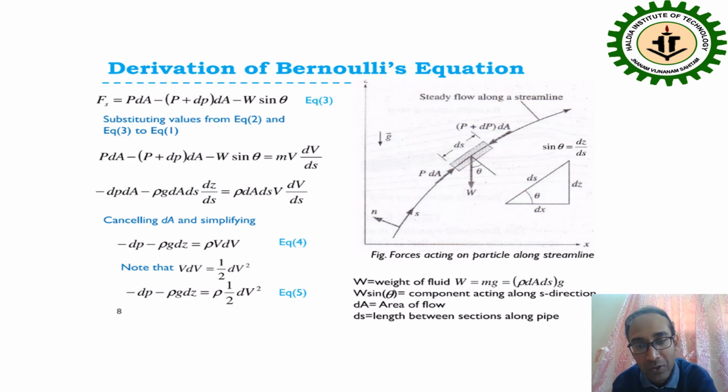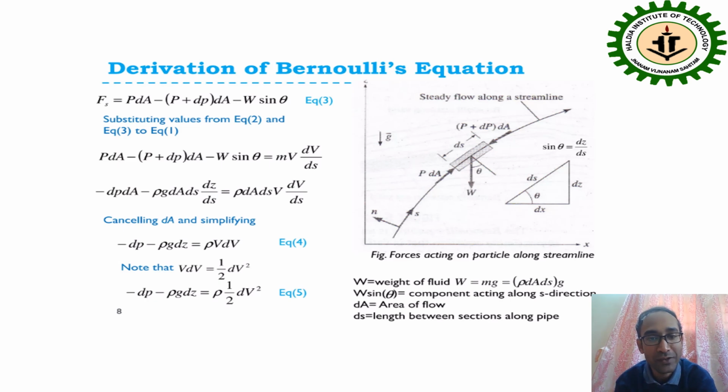So W equals the weight of the fluid, mg, which is rho into dA into ds into g, and W sine theta is the component acting along the s direction. dA is the flow area and ds is the length between the sections along the pipe. So the force acting in the s direction becomes P dA minus (P plus dP) dA minus W sine theta.